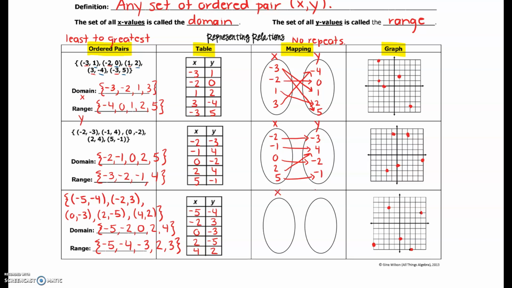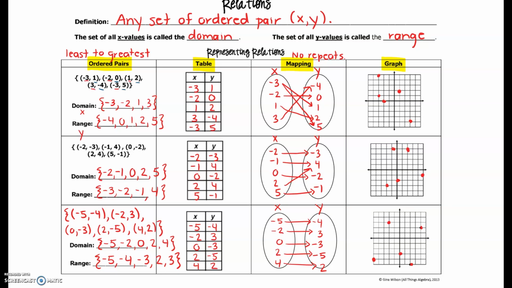Last but not least, we fill out the mapping diagram. And in this case, we will actually need every one of the x values and every one of the y values because there was nothing that repeated in this case. So I will connect -5 to -4, -2 to 3, 0 to -3, 2 to -5, and 4 to +2.